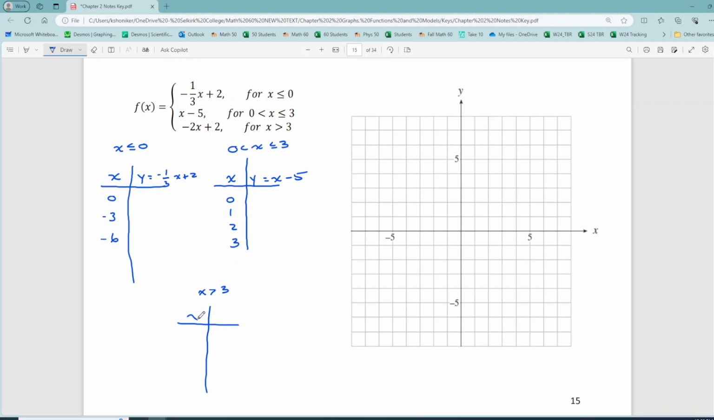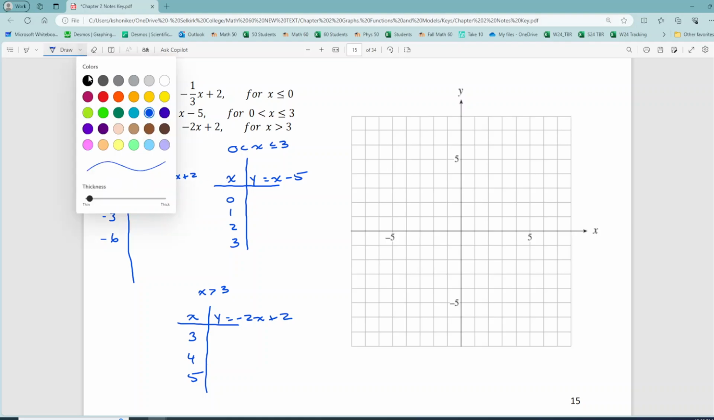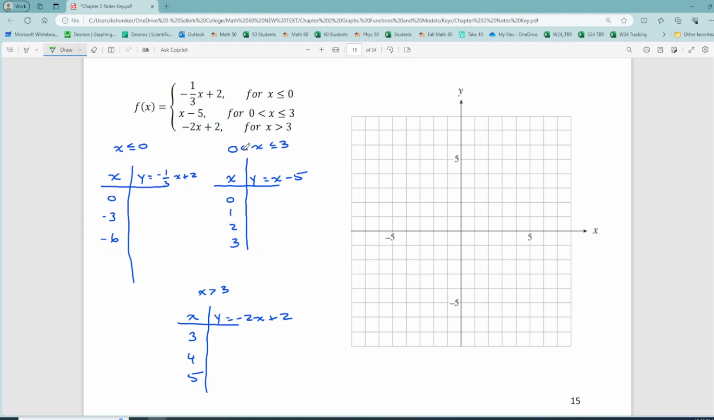And then the last one is y is equal to negative 2x plus 2. And I'm going to pick values that are greater than 3. So 3, no division, so 3, 4, 5 will be good. So now we're going to plug those in and solve for y. Before we do that, don't forget your open circles. Anything I'm not including. So for this one, I'm not including the 0. For this one, I'm not including the 3.